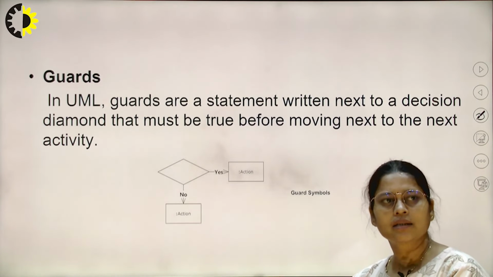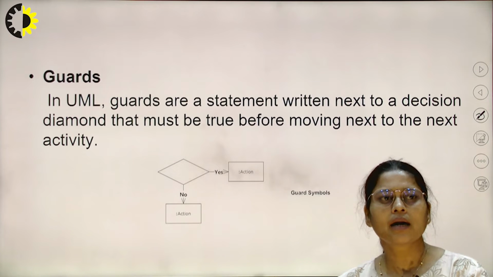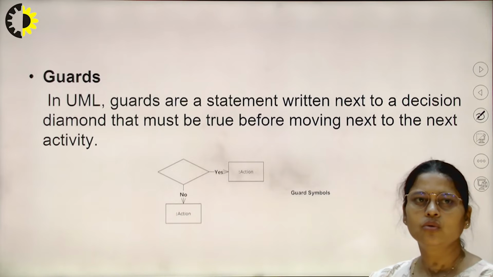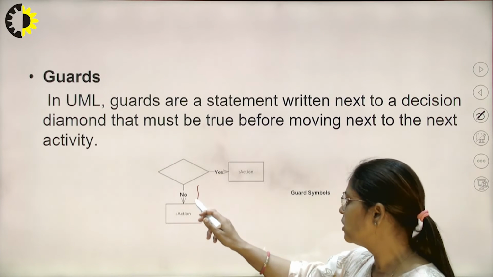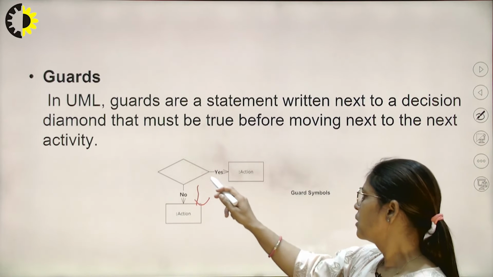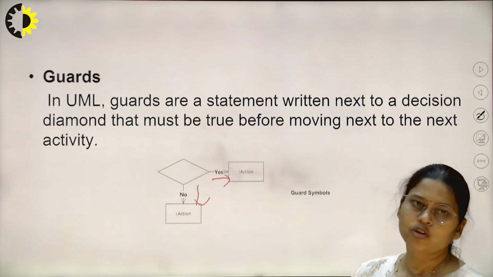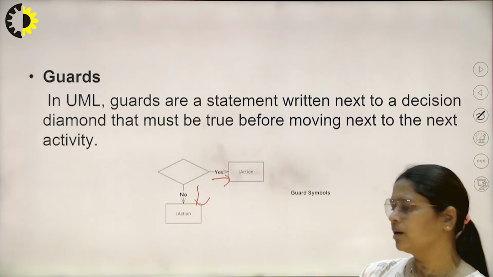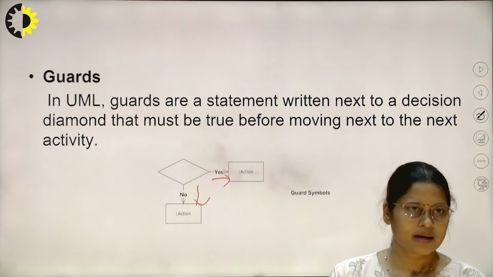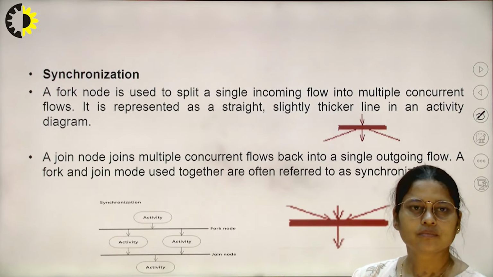Now this symbol represents the guard. It is a guard symbol. In UML, guards are the statements that are written next to the decision diamond. So if we have to go for a decision, it may be yes or no. Either we go in the yes direction or the no direction.